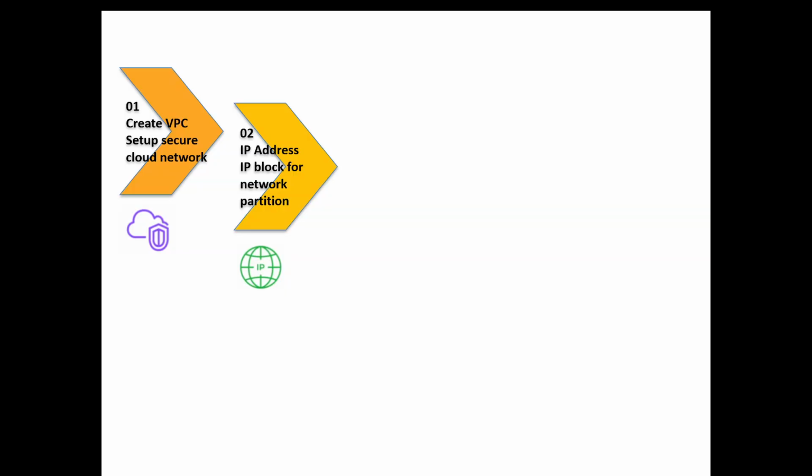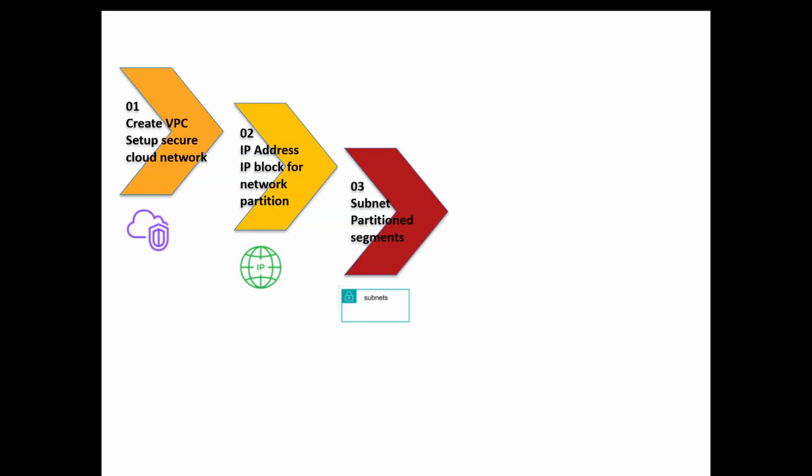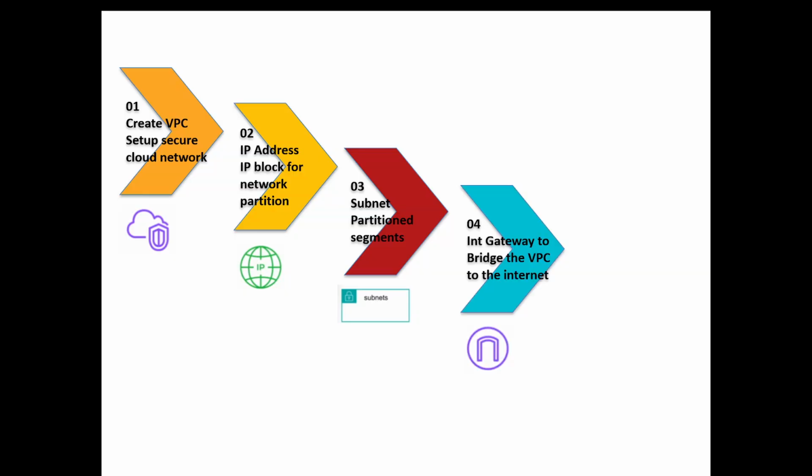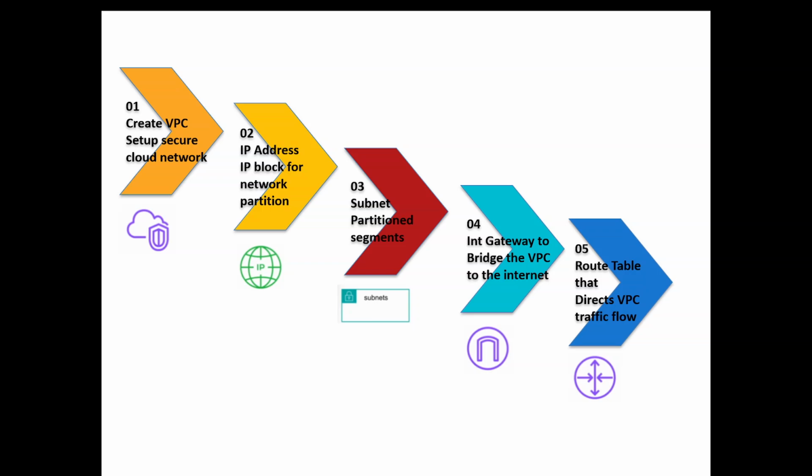Now, there are actually 5 steps to setting up a VPC. Step number 1 is you have to create the VPC, and along with step number 1, you could say part 1B or possibly a part 2, is making sure that you have an IP address block for the network partitions. The third step is a subnet partition segments. Fourth step, an internet gateway to bridge the VPC to the internet. And number 5 is connecting a route table that directs VPC traffic flow.